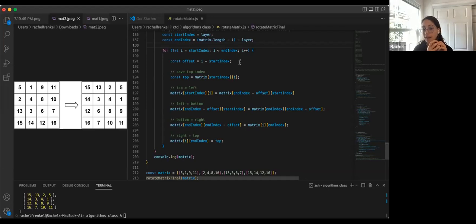Here, our I is starting at some number we don't know. Our I is starting at 5, right? It's our starting index. It's the layer that we're at. So I is starting at 1, I is starting at 2. So our offset is just saying, okay, if we were starting I at 0, what rotation are we on? What iteration are we on?